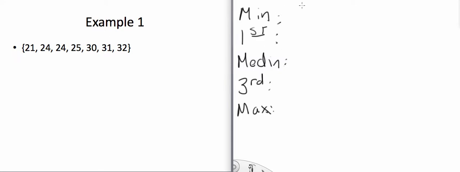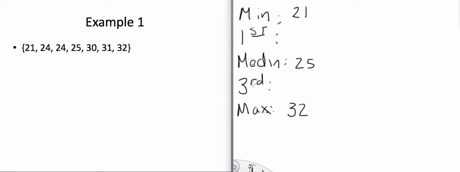We know what the min is. In this case, the min is 21. It's the smallest number of our data set over here. We have them lined up from least to greatest. Our max, we know, is 32, the biggest number. And then our median is 25, because it shows up right in the middle of our data set when we were lining it up from least to greatest. So this gives us 21, 25, and 32 as our min, median, and max. Those 3 we already know.